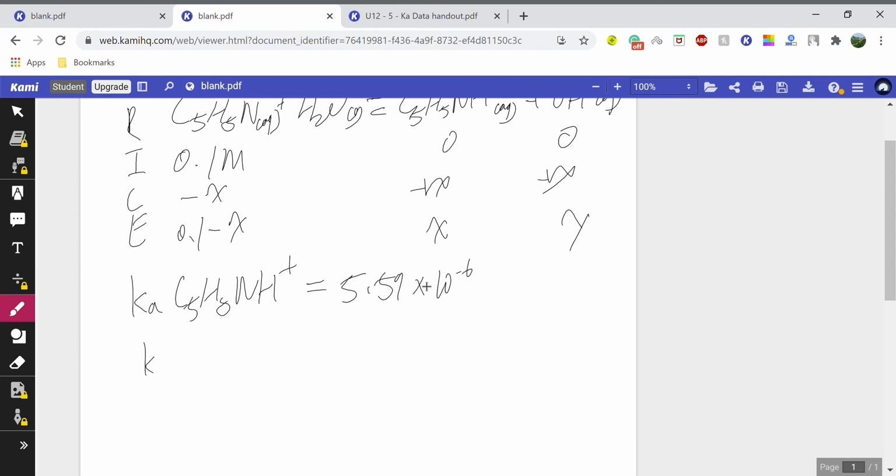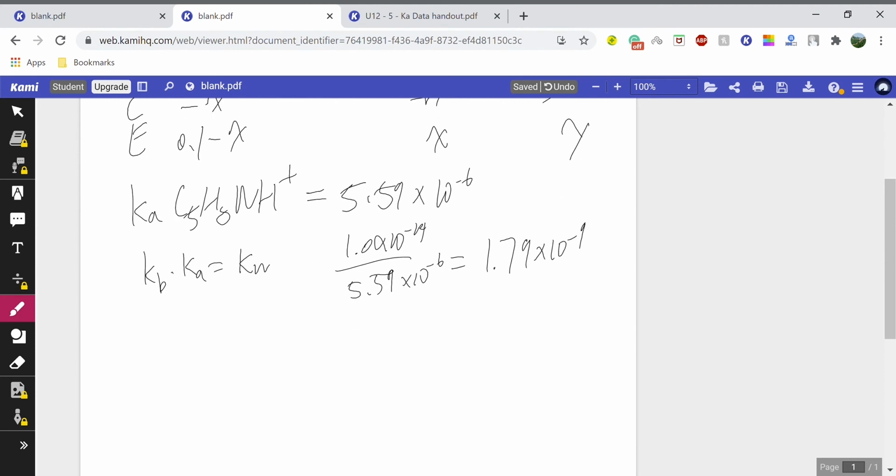And now we know that we're given this number. How do you find Kb with this number? Well, Kb times Ka is equal to Kw. So to find Kb, we simply use 1.0 times 10 to the negative 14th divided by 5.59, the Ka, times 10 to the negative 6. That's 1.0 e to the negative 14th divided by 5.59 e to the negative 6, which will give you 1.79 times 10 to the negative 9. And that is our Kb value.